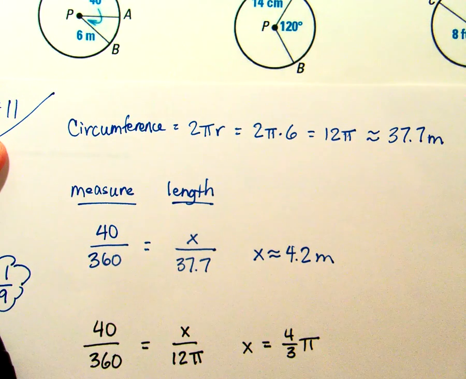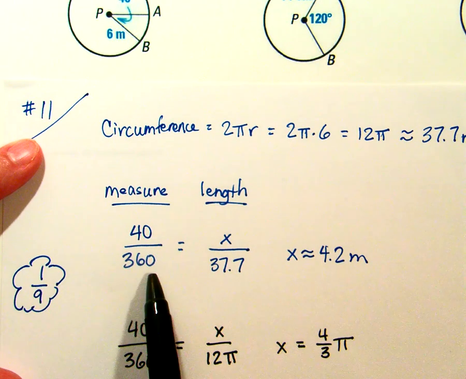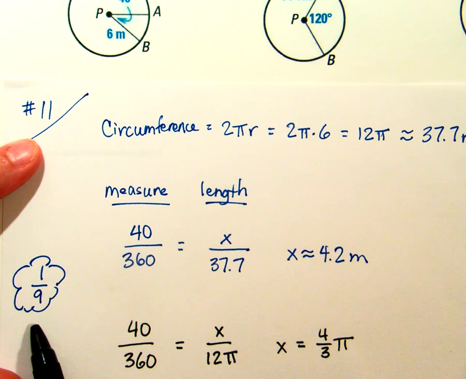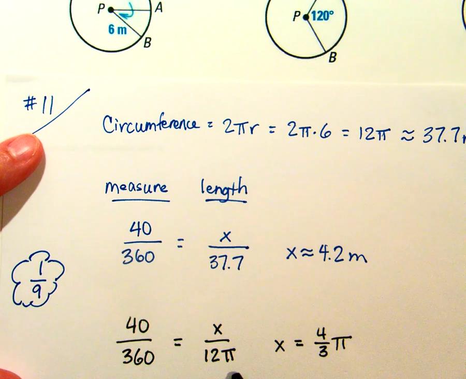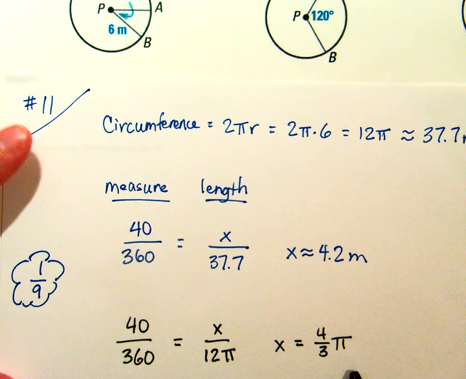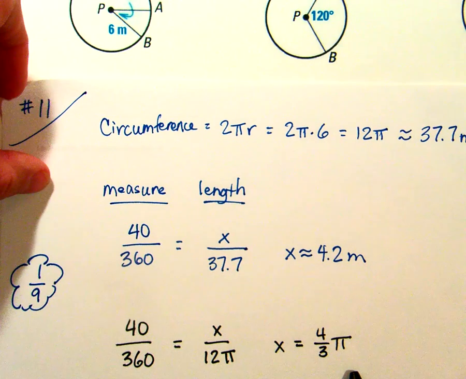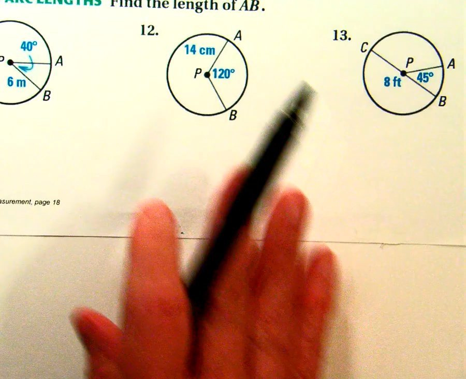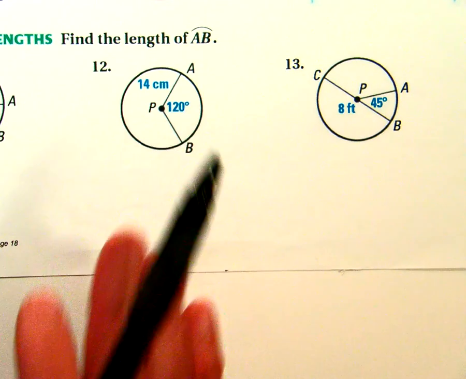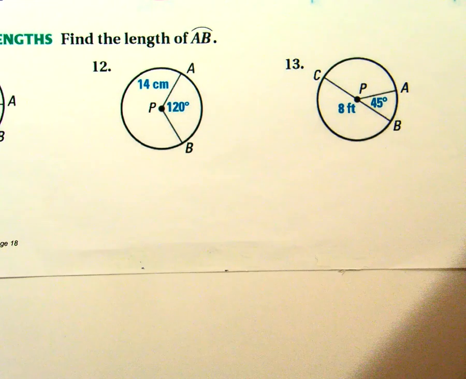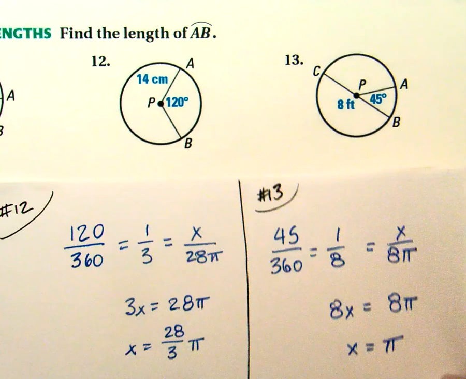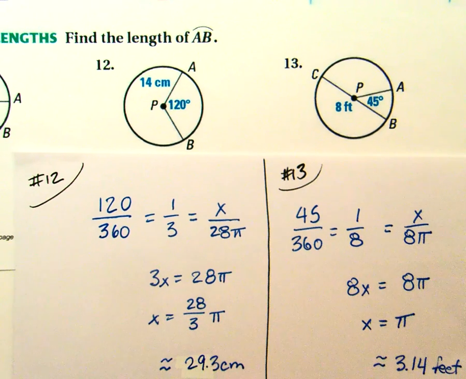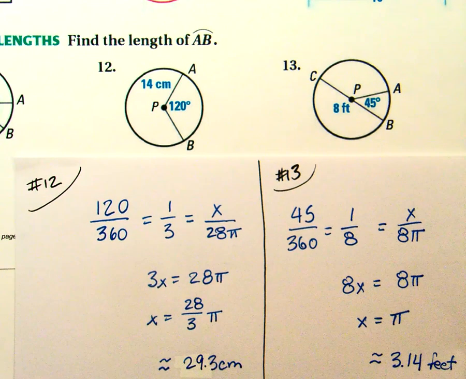Notice that this reduces to 1/9, 40 over 360. So in many cases, it'll be easier just to work it as 1/9 instead of having to deal with these larger numbers. Here we've got the same example where it comes down to x equals 4/3 pi, which is accurate, and 4.2 is not accurate. Okay, take a moment and work on number 12 and number 13. Pause it, and when you're done, unpause it. Here's how I did them. See how you came out.